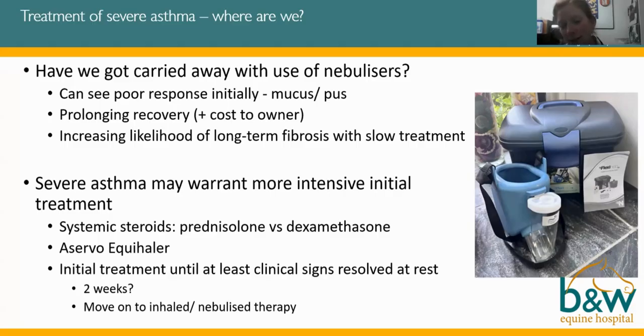How long are we doing these systemic steroids or the Aservo or whatever? I would say I would like the horse to be looking clinically normal or pretty normal at rest. And sometimes that'll take a couple of weeks. And then you can move on to inhaled or nebulized therapy for the more maintenance type part of this, where you're just trying to carry on dampening things down, or get that horse through the rest of the winter, whatever's required there. But that certainly is something that we would see relatively often, horses that have been having nebulized medication for quite a long time with a fairly poor response. So I think that's definitely something that's worth considering.